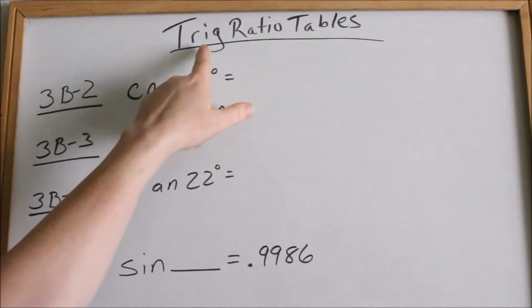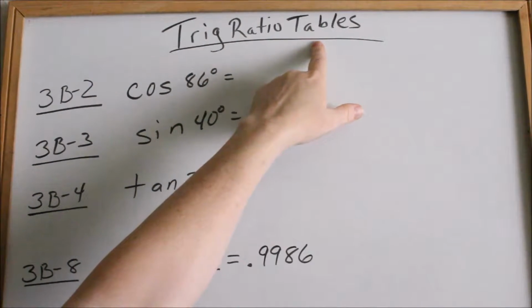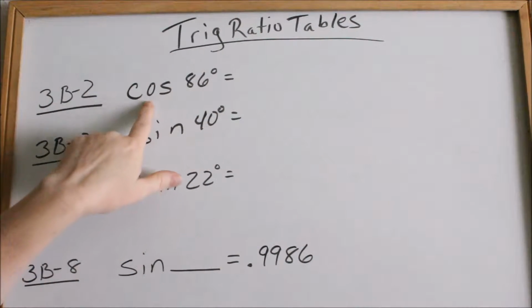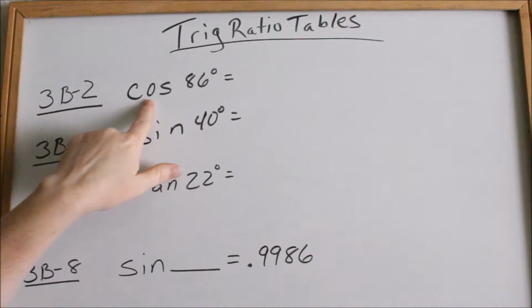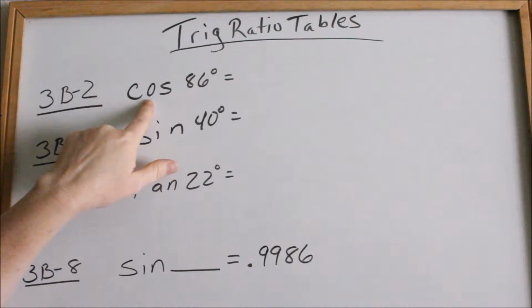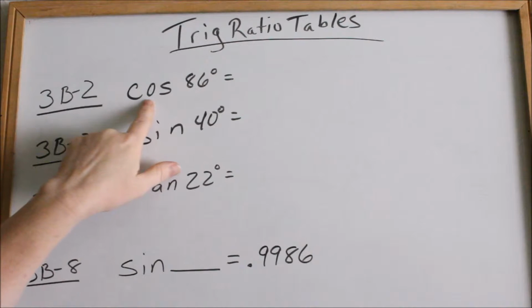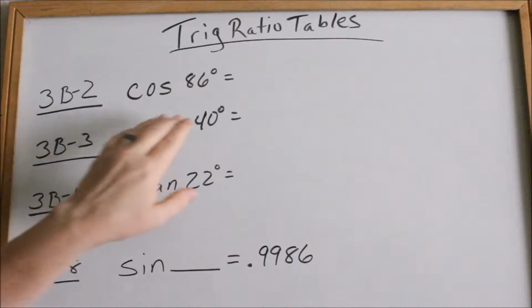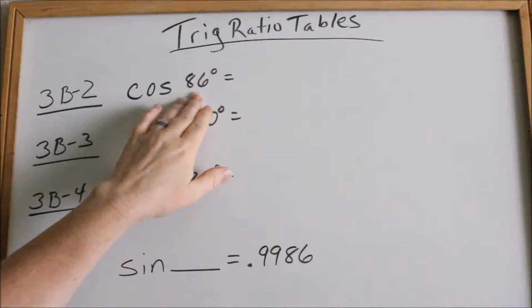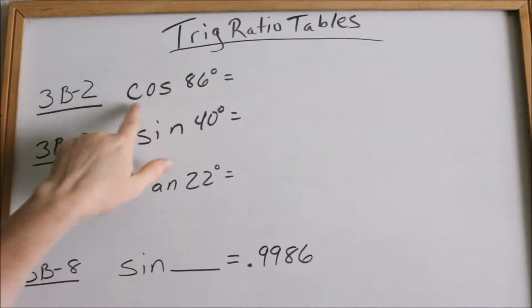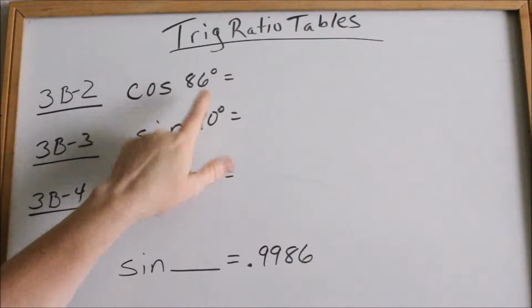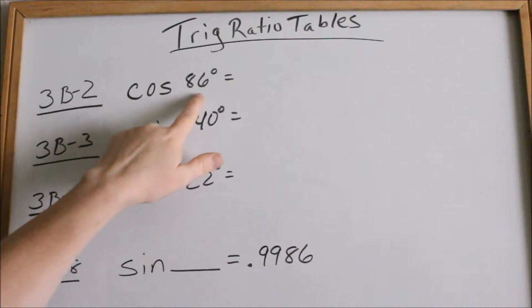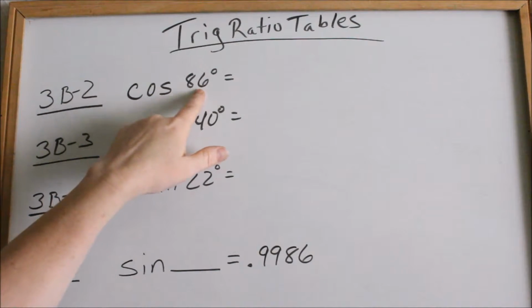Okay, today we're going to be looking at trig ratio tables. In the last few lessons, we would actually find the ratio. Like say cosine is adjacent over hypotenuse. We would find a ratio and turn that into a 4 decimal number for cosine. So today we're going to find the decimal for specific degrees. You notice we don't have a triangle, so we're just finding specific values. What is cosine of 86 degrees?